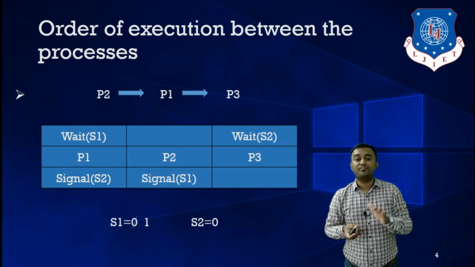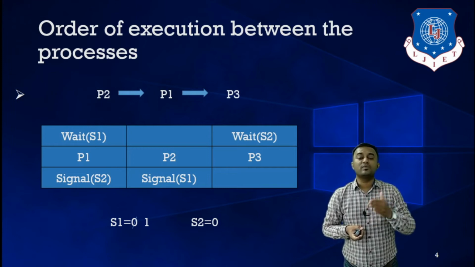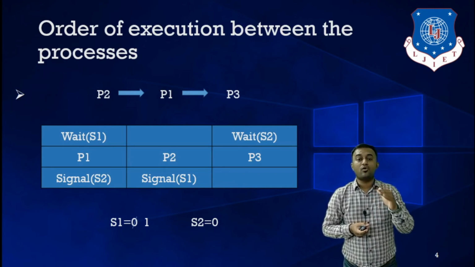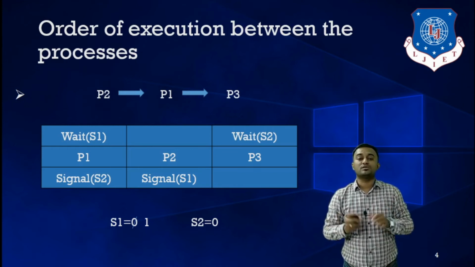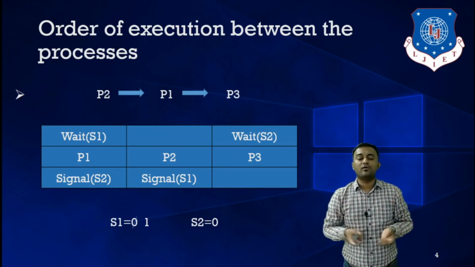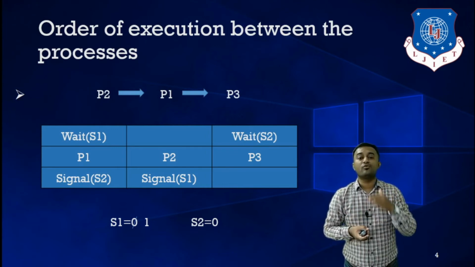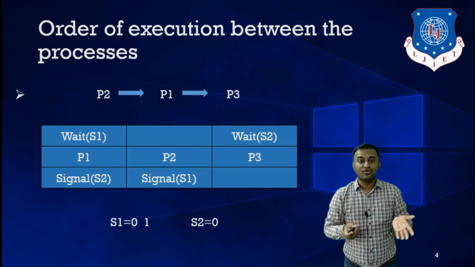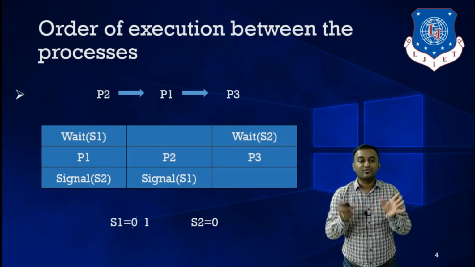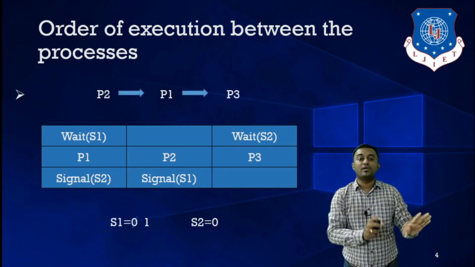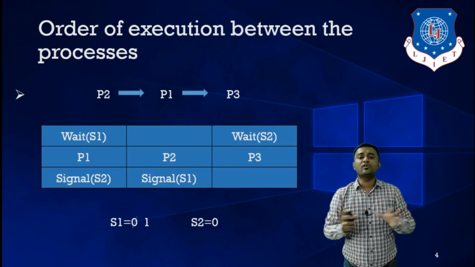In the same way in the case of P3, wait needs to be executed first, then P3 can execute its task. But in this case, with wait on S2, the initial value of S2 is 0. Again wait cannot be performed, because the intention of the wait operation is to decrement the value by 1, but in this case the S1 and S2 values are already 0, so they cannot be decremented. So even though the operating system wants to execute P1 or P3 first, it cannot be executed.